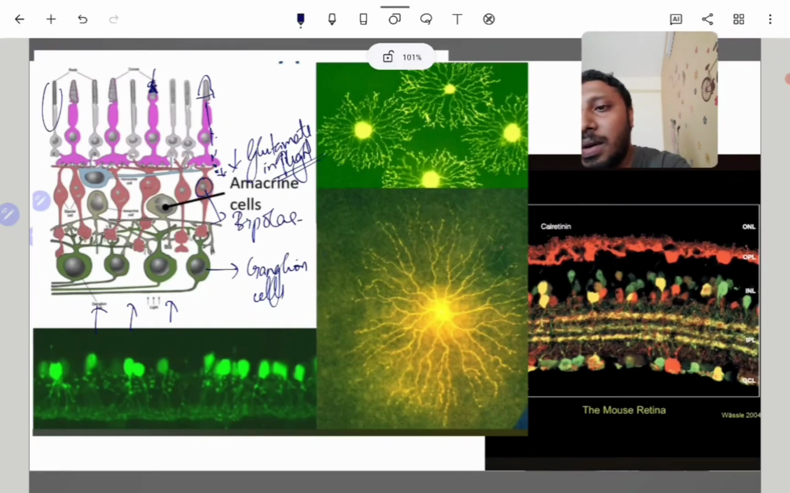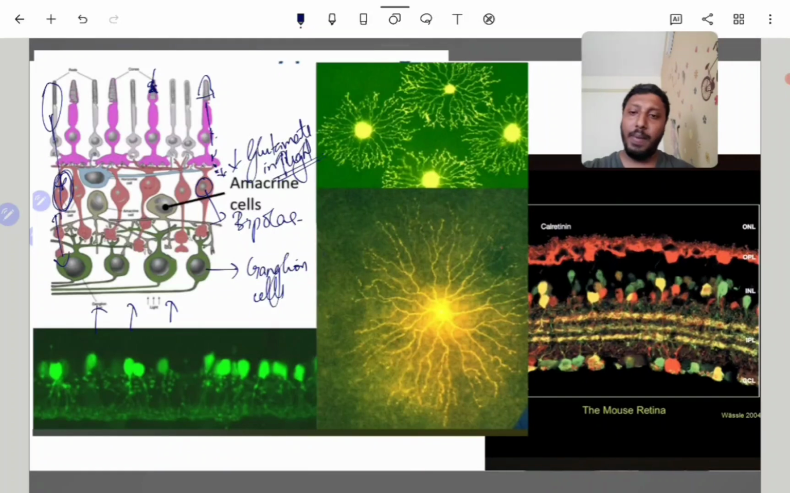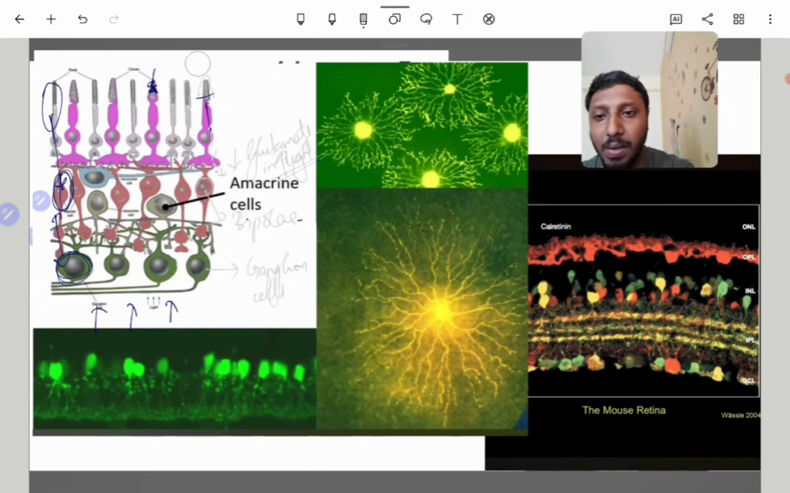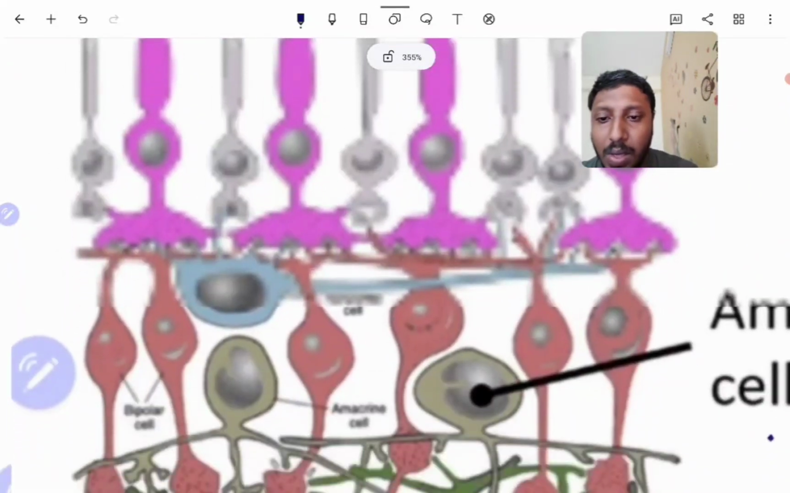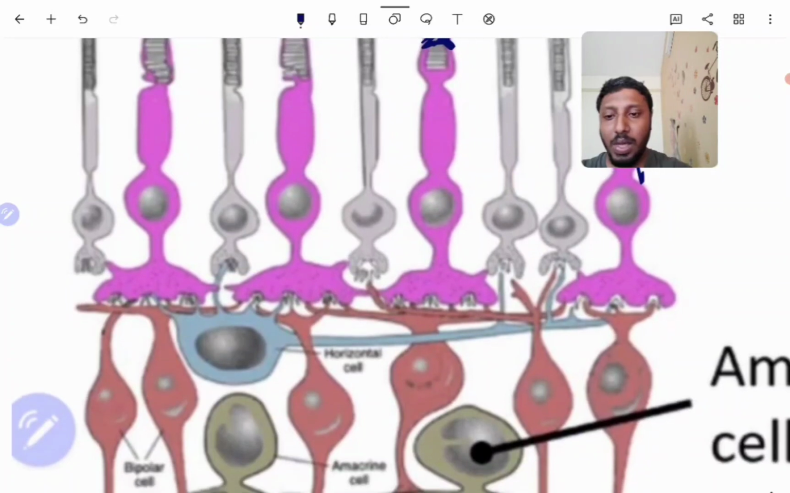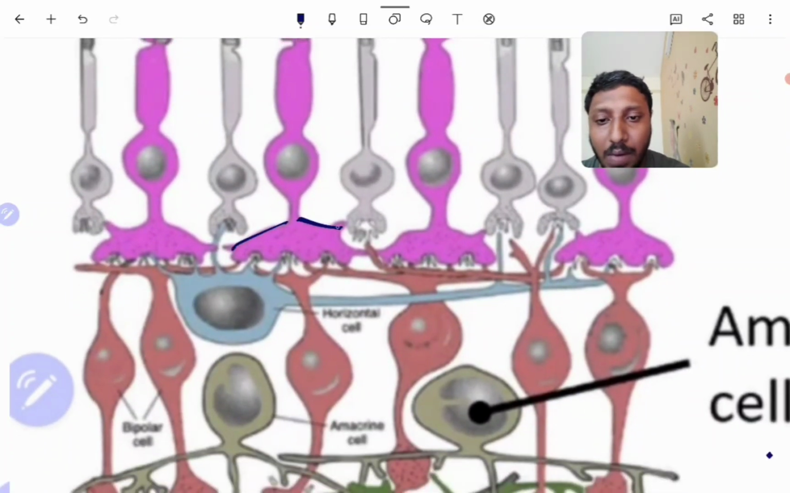So here is the phototransduction area. These are the bipolar cells that convert this into some information, and then this is the ganglion cell. Now you can see that where all this is joined, there are cells like this lying around, connecting all the cells.